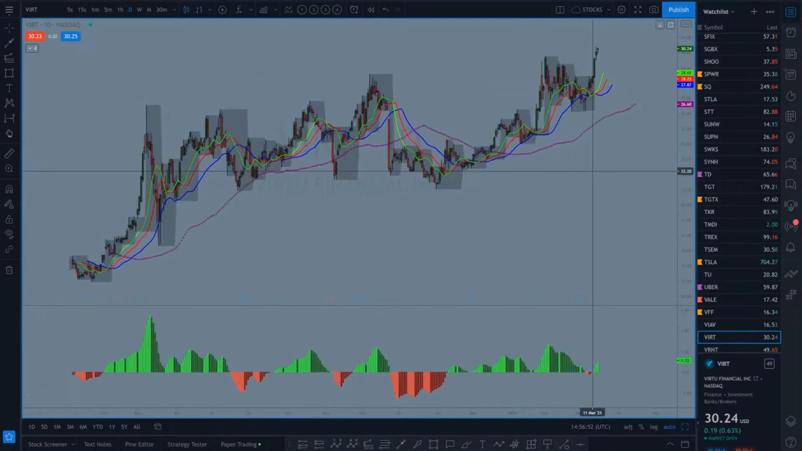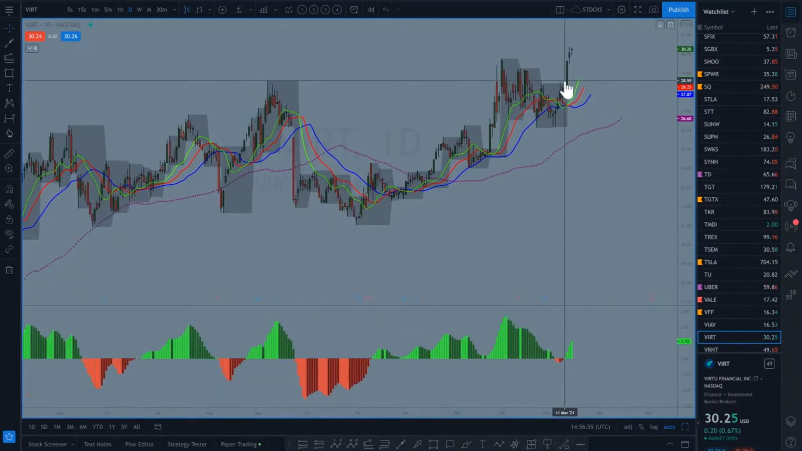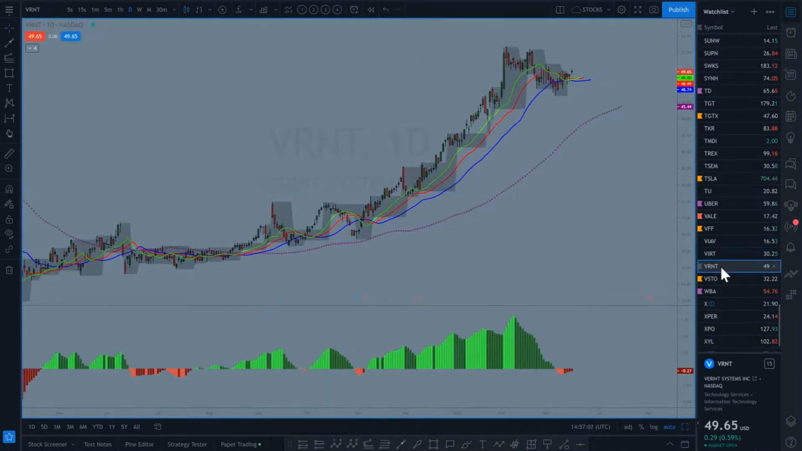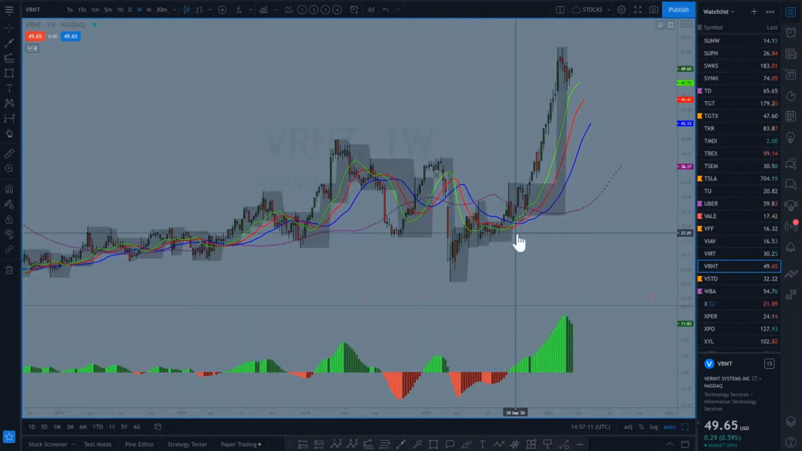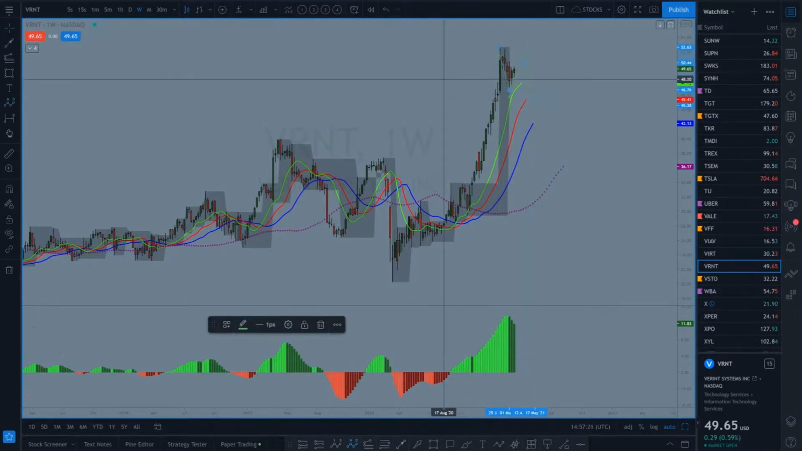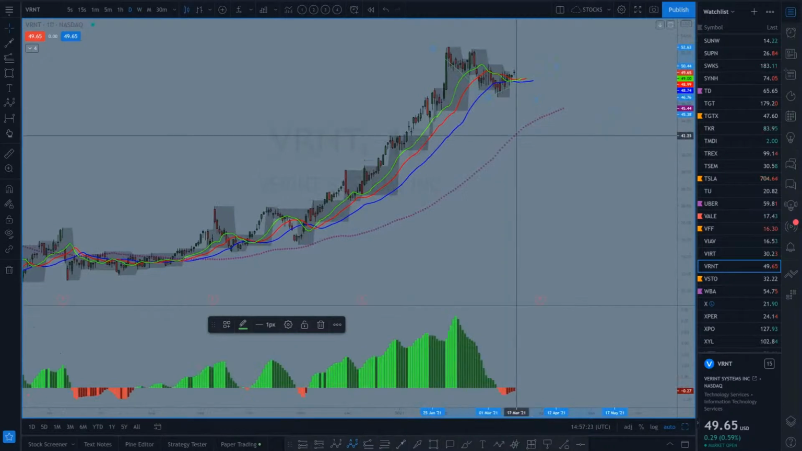So this was a setup. What am I doing? Just sitting here missing all of these. Should have been long on Friday on this. This one looks like a setup, but it's too extended. If you look at the weekly chart, see all of this. This is probably going to do ABC now, the next few weeks. Something like this.